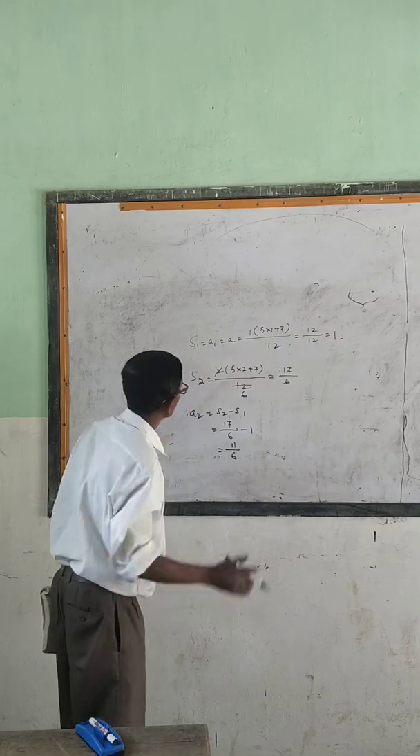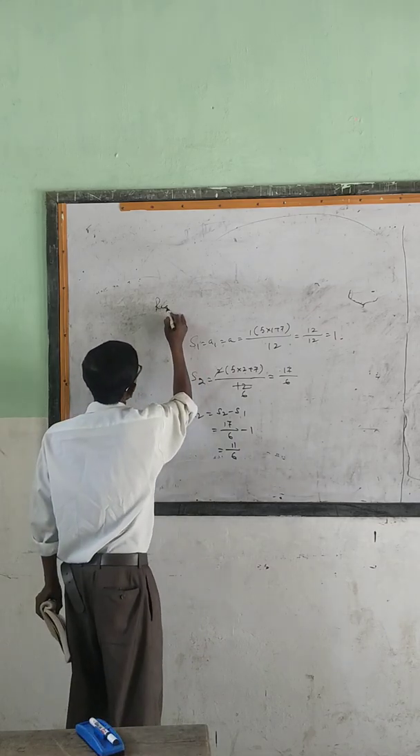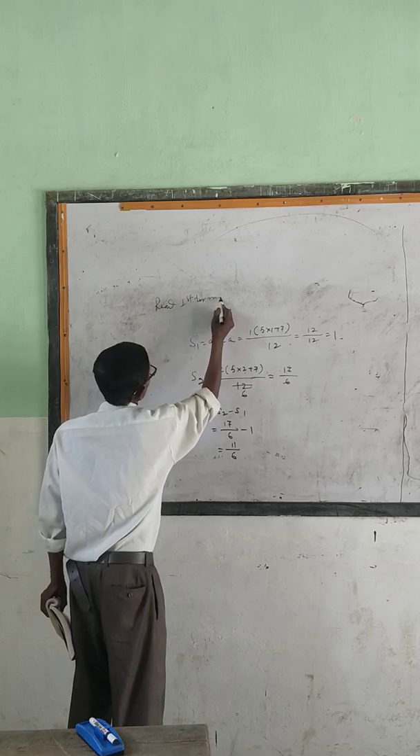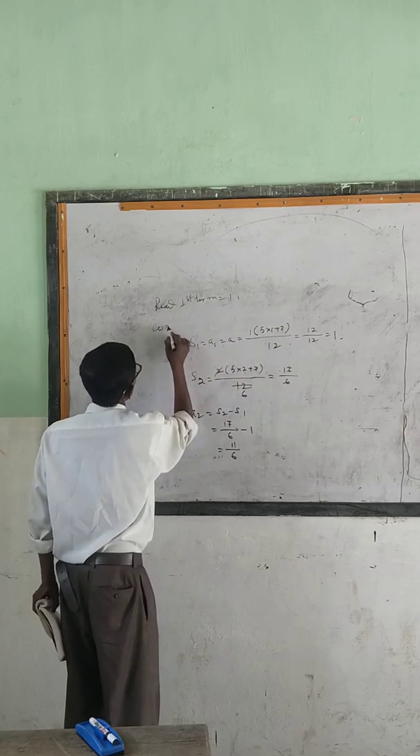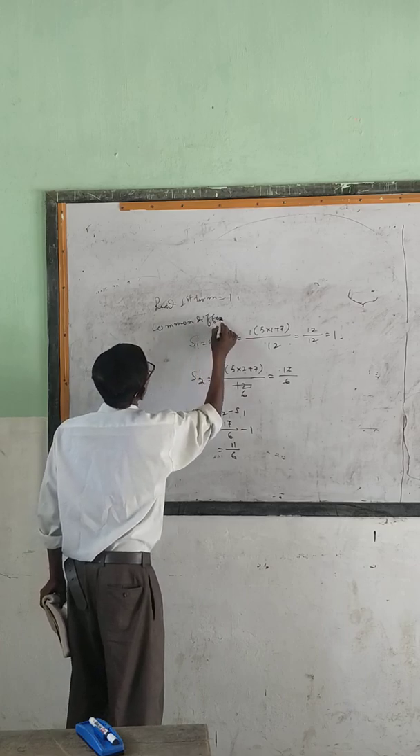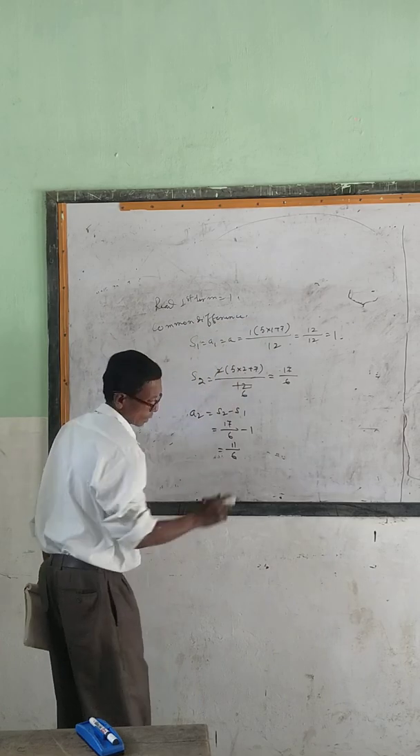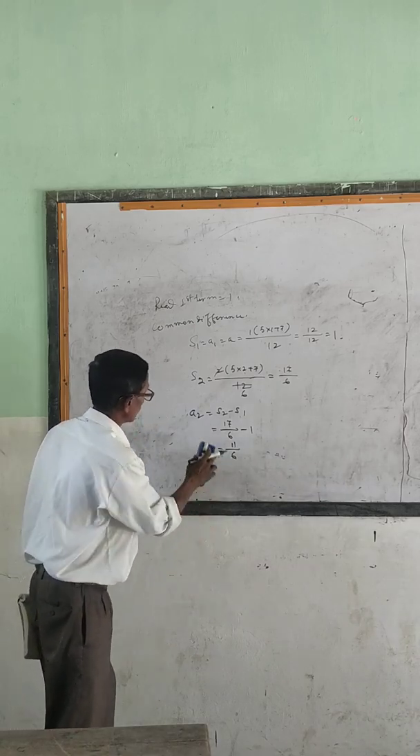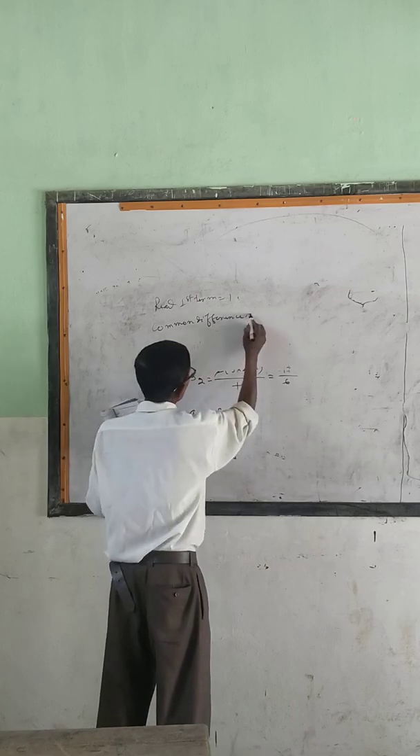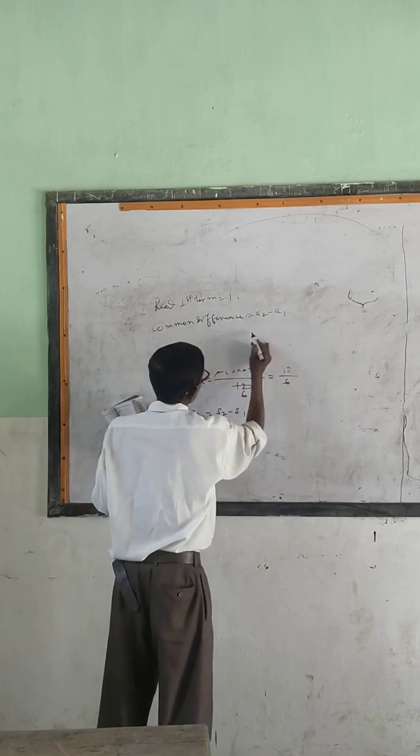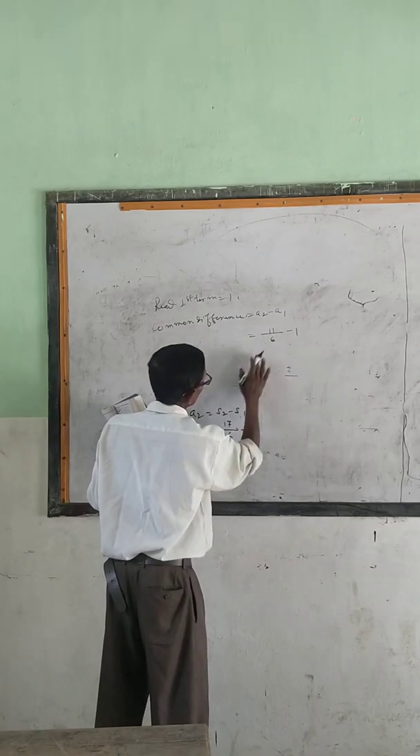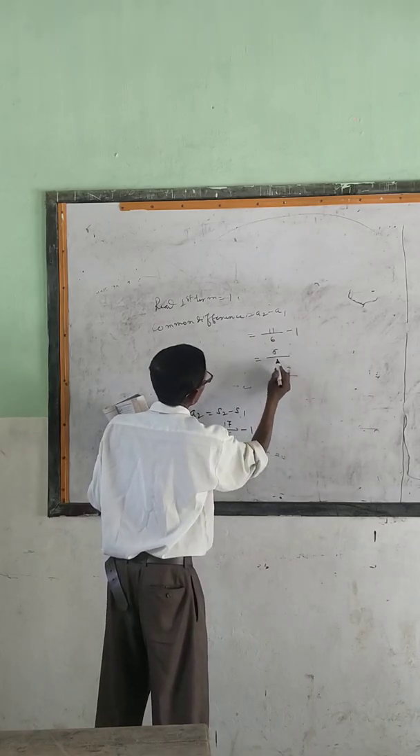So the required first term equals 1. Common difference means a2 minus a1, that is 11 by 6 minus 1, so 11 minus 6, equal to 5 by 6.